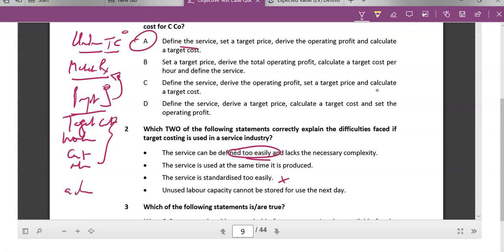So there are some words I'm going to write down now. The standard is used at the same time, and the other thing is you cannot store. It's not like a product where you can store and you then know what the actual cost is. It's very difficult. It's not like materials, like job costing, where we're building something and we have work in progress and all of this. So this is the problem with target costing.